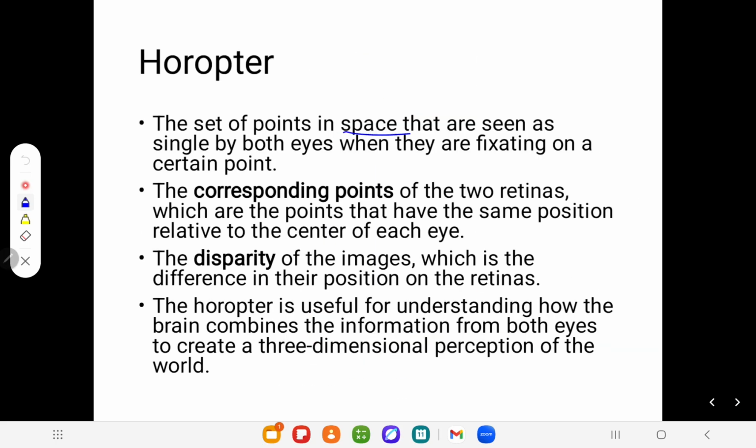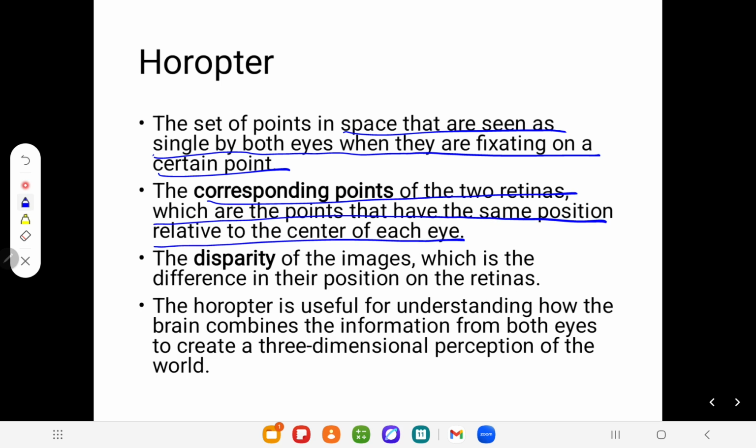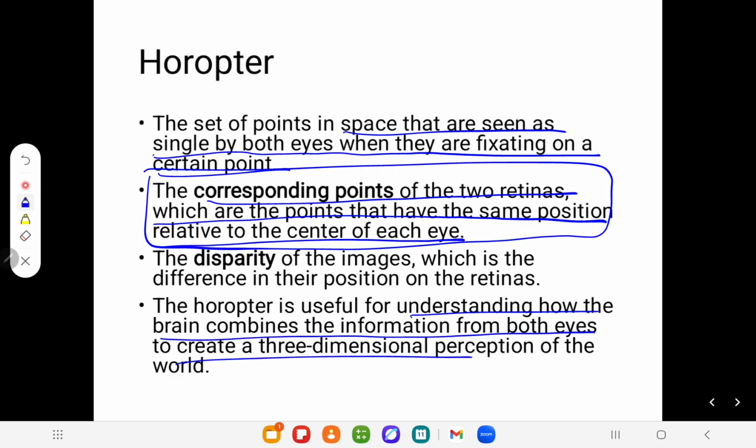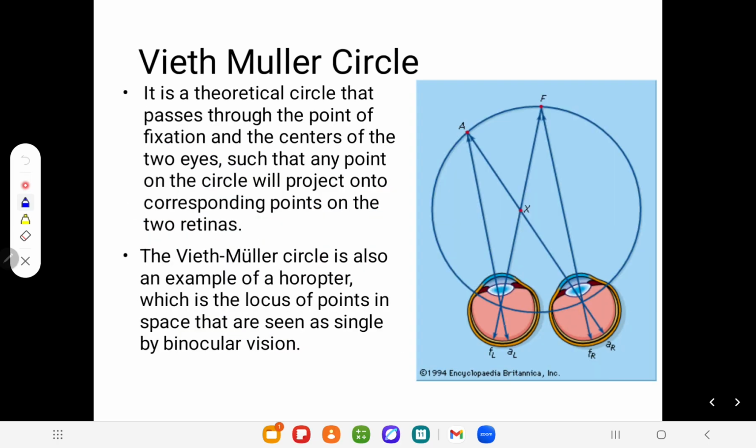The horopter is the set of points in space that are seen single by both eyes while fixed at a certain point. So corresponding points of the two retinas have the same position relative to the center of each eye. That's what horopter means. It forms only by corresponding points, not by image disparity points. So the horopter is useful to understand how the brain combines information of both eyes. It's directly related to corresponding points. The Vieth-Muller circle is just a mathematical model of the horopter. It's not a real horopter, just a mathematical model. Just read about it, pausing the video.